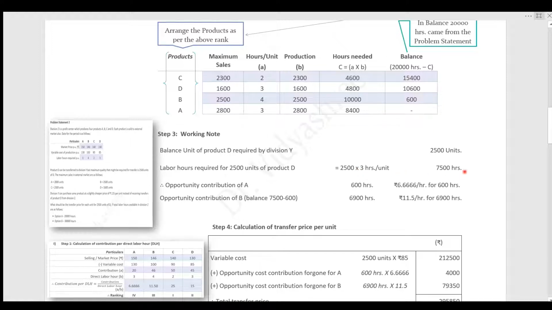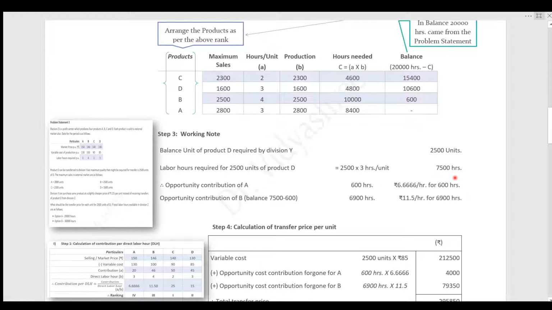So the total hours required to manufacture these 2,500 units is 7,500 hours. So this 7,500 hours, as I just told you, there is no balance left out. So the entire 7,500 hours we will be getting as an opportunity cost from other product.